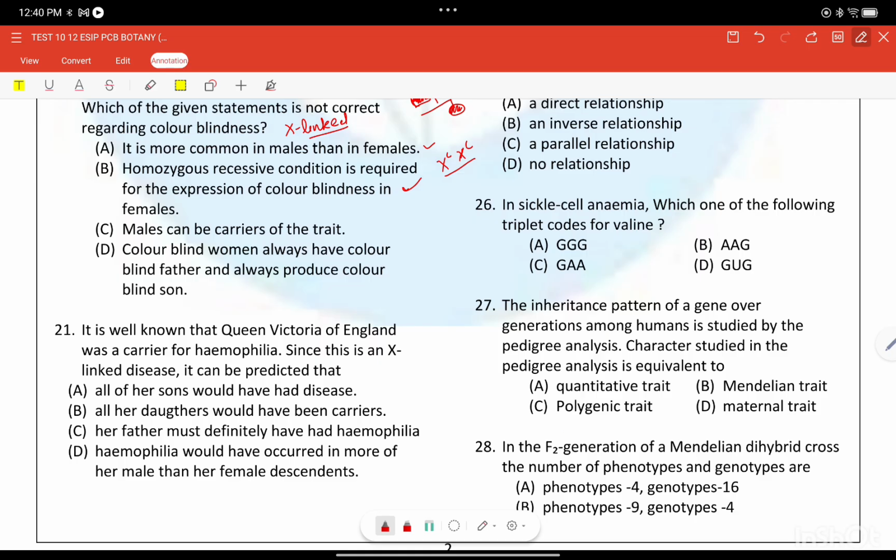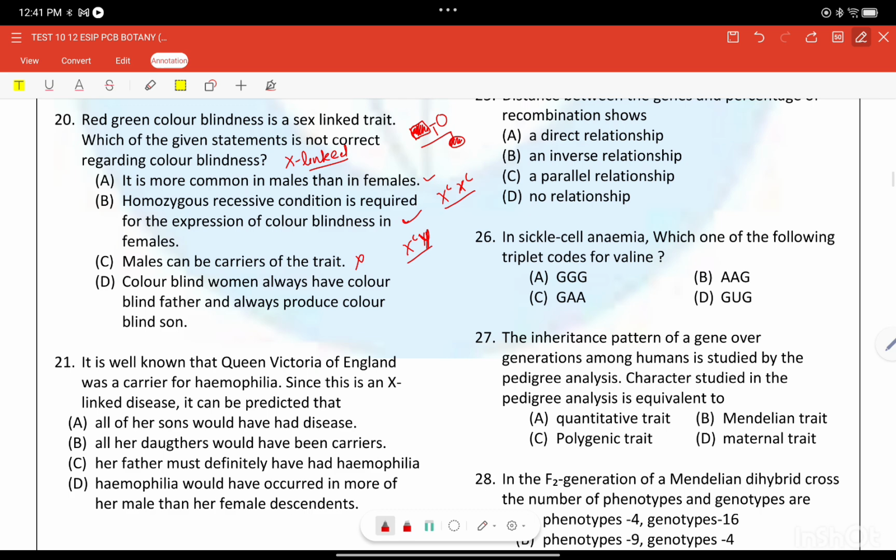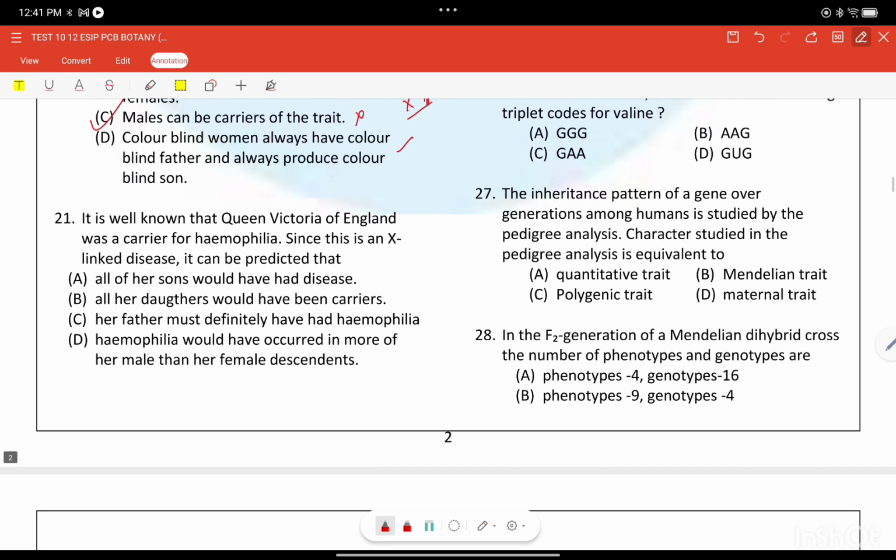Male can be carrier of the trait? Male can never be carrier of the trait. If XCY condition is there, then the male is color blind. Color blind women always have color blind father and always produce color blind son. That is the condition, and this is also correct. So answer is C.